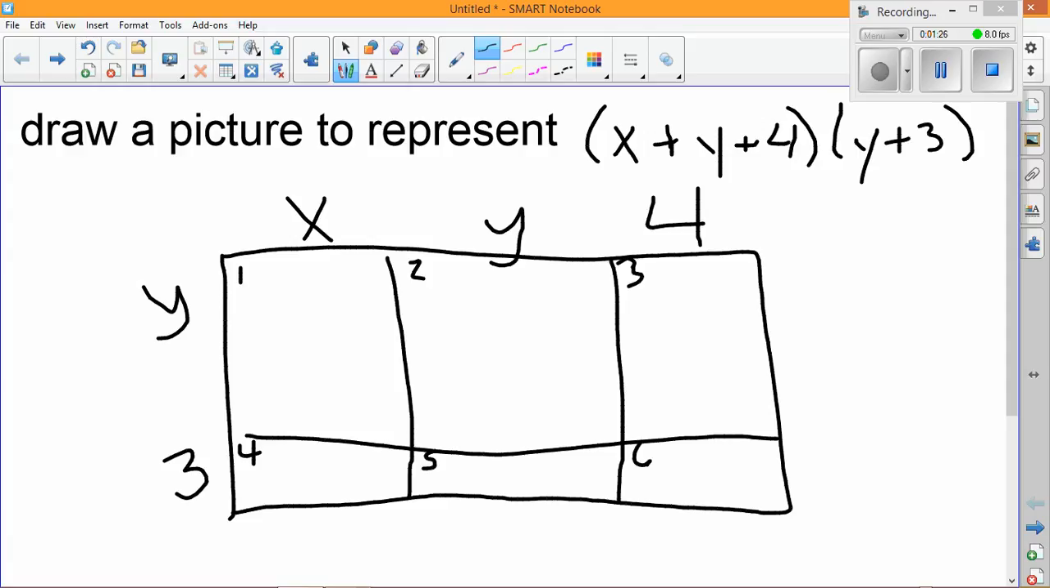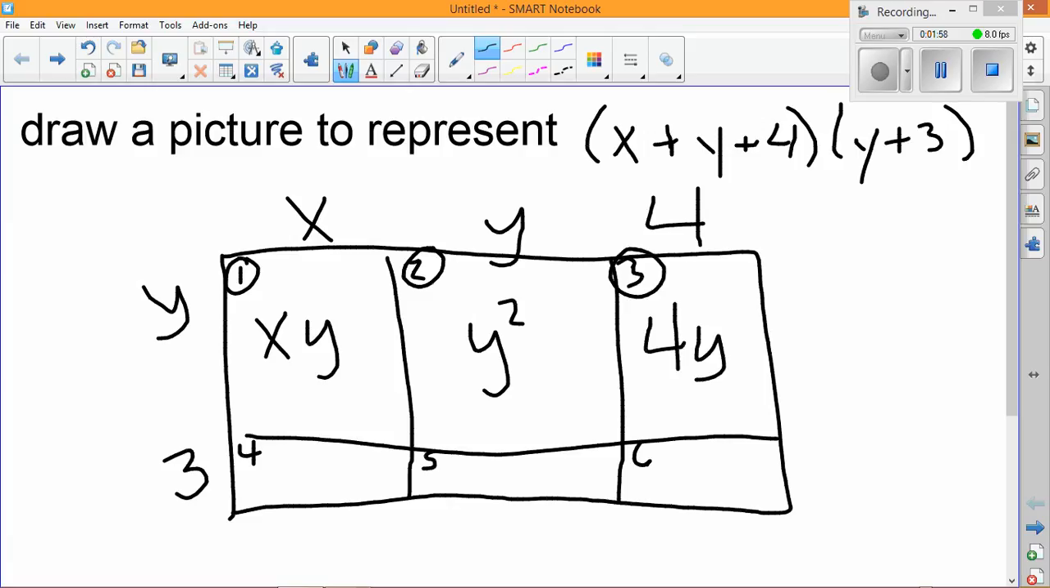The first one has a width of y and a length of x, and x times y is xy. The second square has a width of y and a length of y. So it is y squared. And if you notice, it's a square. So we have two sides that are the same length times each other, it would be y squared. And then the last square, number 3, is 4 times y, or just 4y.